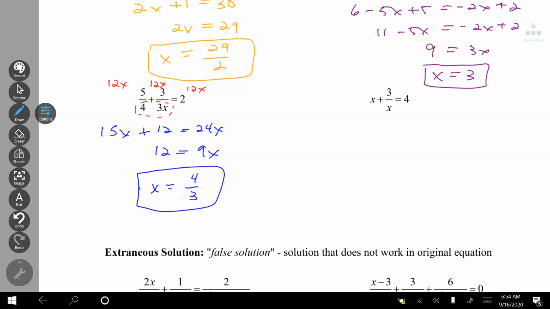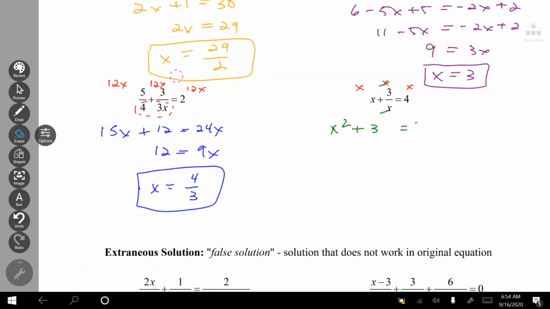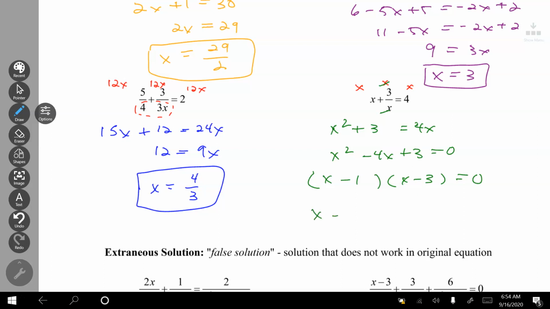And this last one, all I have is an x. When I multiply x times x, I get x squared. These x's cancel out. I get plus 3x. And this is equal to, excuse me, I just get 3, and then I get 4x. I'm going to subtract the 4x over. And then I'm going to factor. x minus 1, x minus 3. And I get 2 solutions.